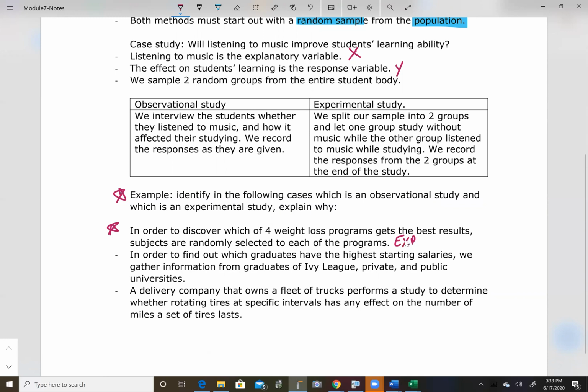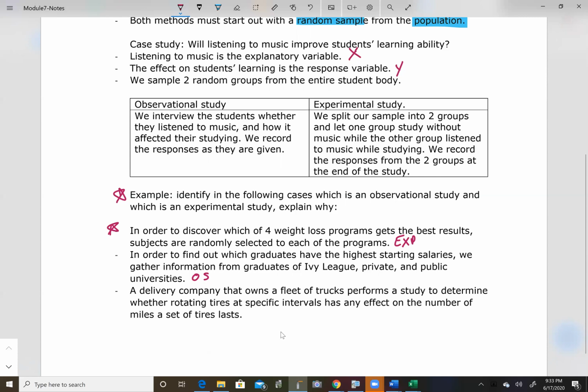Next, in order to find out which graduates have the highest starting salaries, we gather information from graduates of Ivy League, private, and public universities. So all they do is interview these people. They're not changing which college they go to. They are just getting information. So this is an observational study.